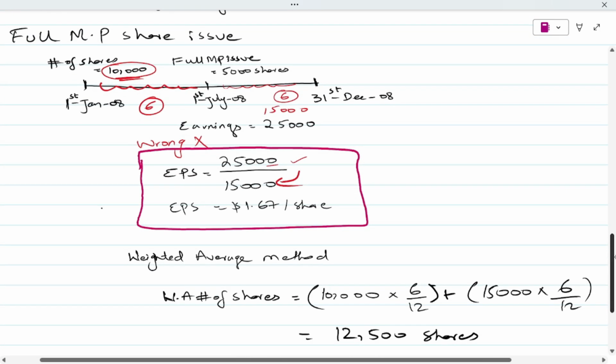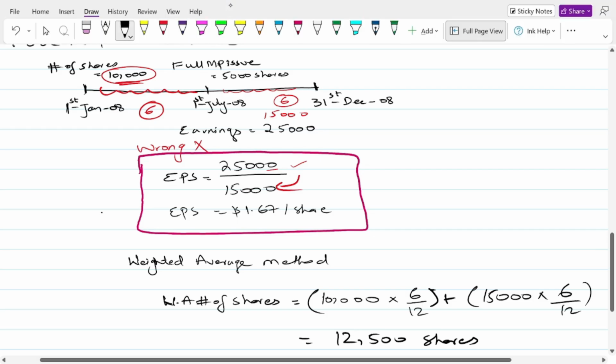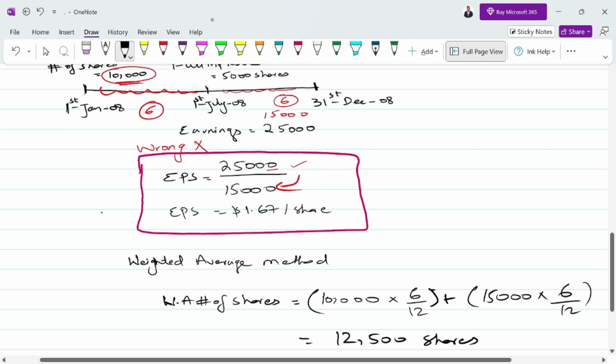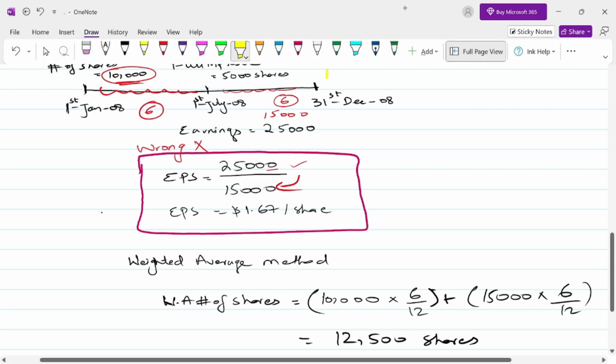So this is the example of a full market price share issue, and this is the first one in our list. We have more: we have bonus issue, we have rights issue. So we have to look at more technicalities and more stuff. But don't worry, I'm going to try to make this as easy as possible for you guys.